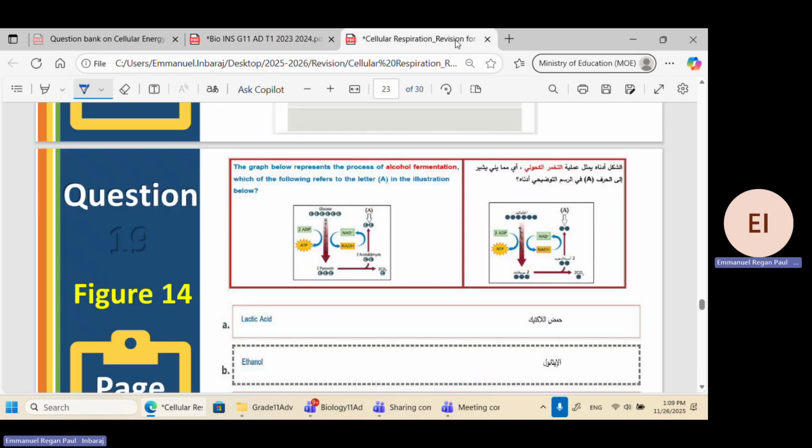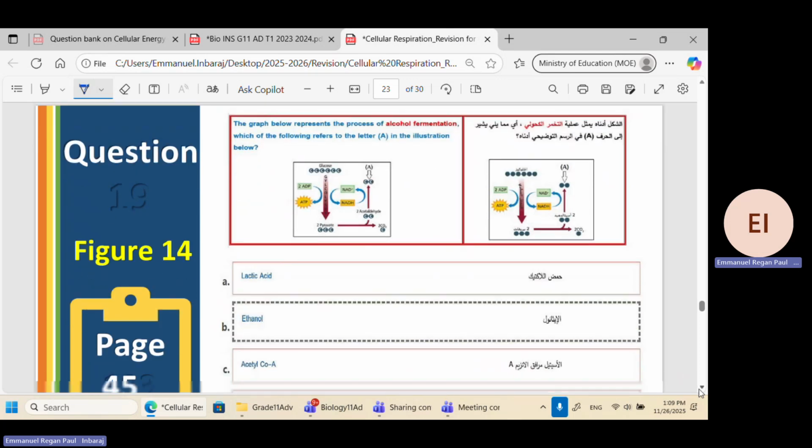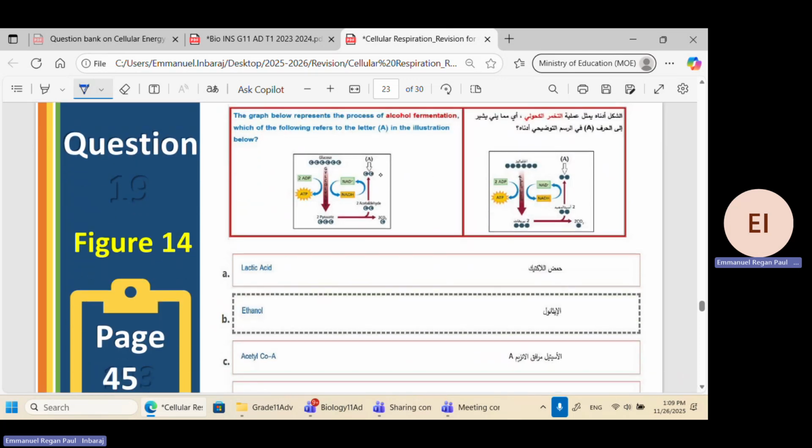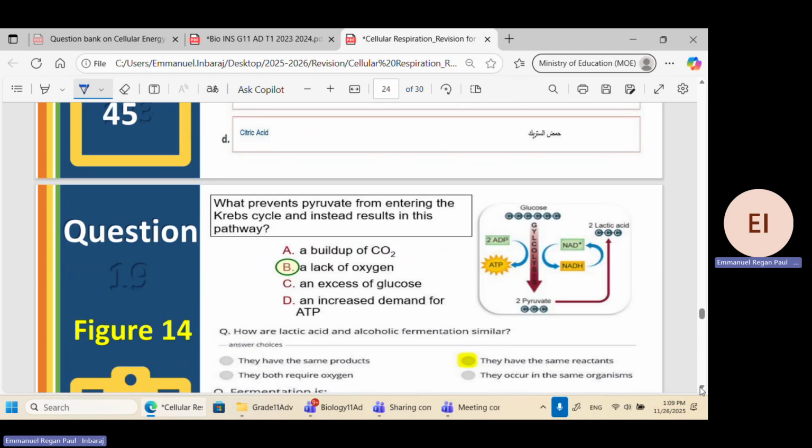Now let's look at this question. They say the graph below represents alcohol fermentation. Which of the following refers to letter A in the illustration? I told you, they will ask you what this is. This is ethanol. So here is carbon dioxide, here acetaldehyde. Learn all this, they will ask you like this. So this is ethanol. Let's go to the next one.